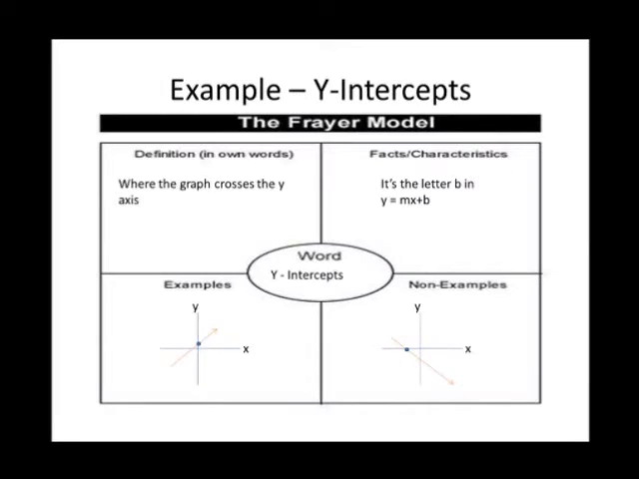For my second example, I chose to use y-intercepts. I defined the y-intercept as the point where the graph crosses the y-axis. For facts and characteristics, I defined it as simply the letter b in the equation y equals mx plus b. For my examples, I gave a generic linear graph and noted the point where it crosses the y-axis. For my non-example, I gave another generic linear graph, this time negative, and noted the point where it crosses the x-axis.